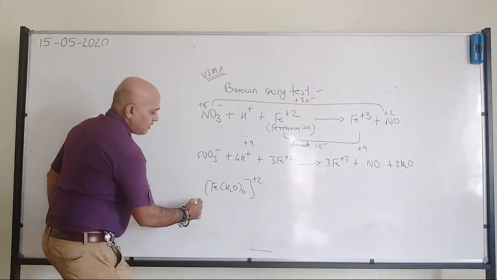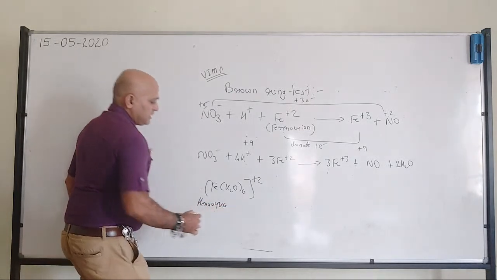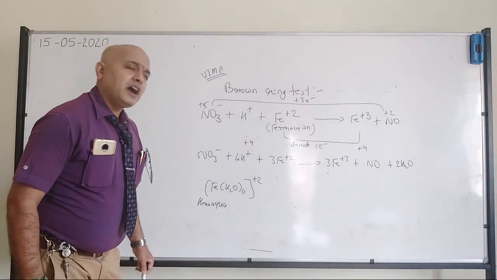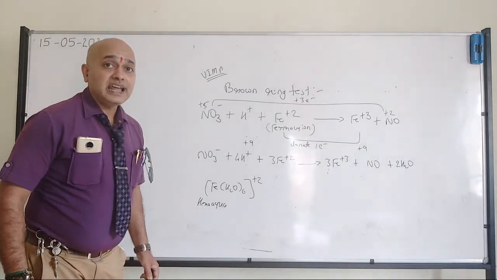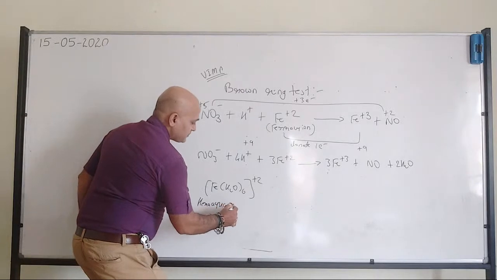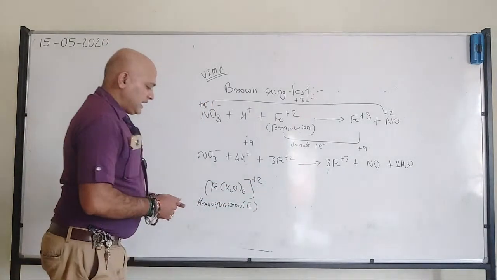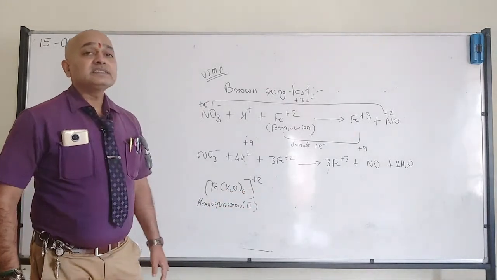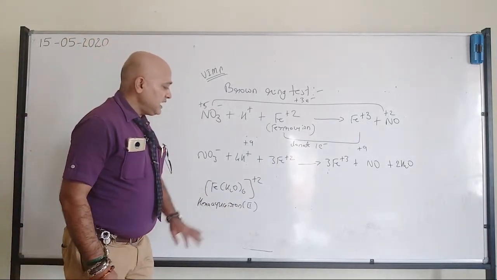That means hexaaqua iron(II). What can be the name of this one? It can be hexaaqua. In coordination compounds, water can be written as aqua. So iron(II). If sulfate is the counter ion, then we can write it as hexaaqua iron(II) sulfate. Okay? So that's where we have the molecule.